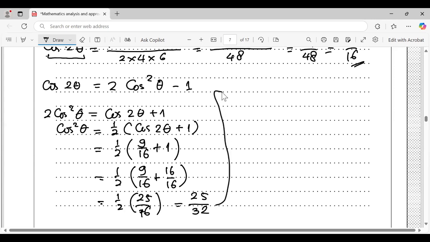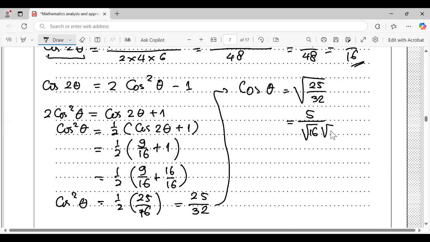That means this is cosine squared theta. It means cosine theta is square root of 25 over 32. The square root of 25 is 5. The square root of 32 is square root 16 times square root 2, which is 4 square root 2. So it becomes 5 over 4 square root 2.